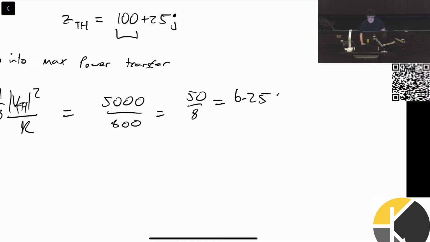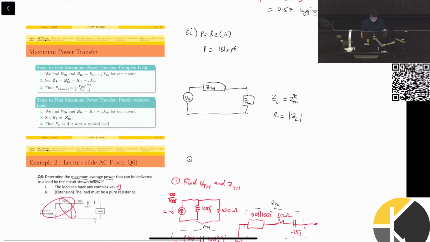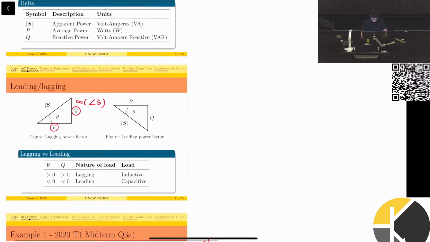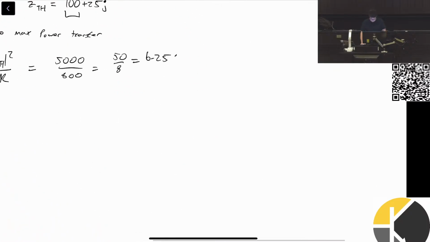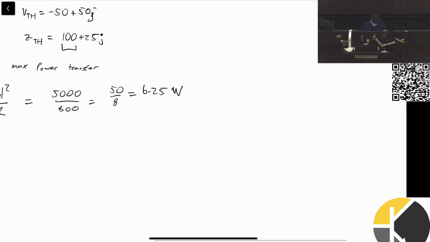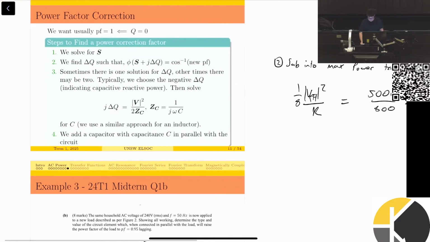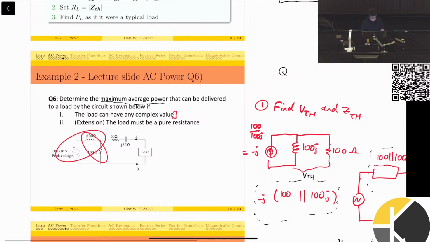Can anybody tell me the units for doing average power transfer? I'm happy to go back onto the slide. It is watts, because we're just dealing with power, normal power. So 6.25 watts.